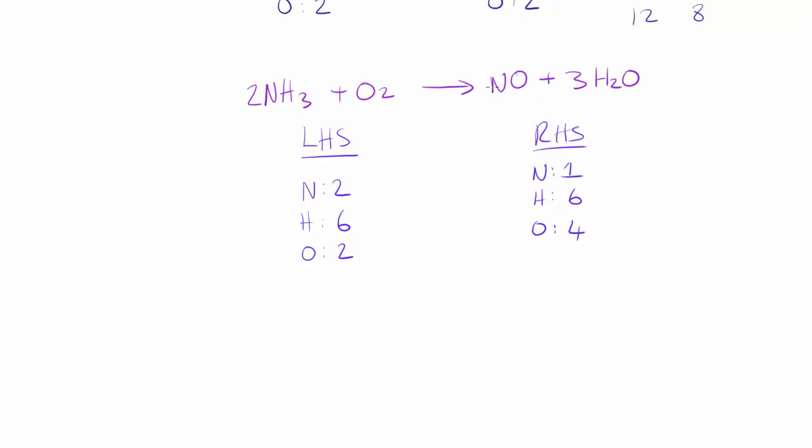So I'm going to focus first on the NO. What I'm going to do to try and balance the nitrogen is put a coefficient of 2 in front of the nitric oxide. So that's going to be 2 NH₃ plus O₂ goes to 2 NO plus 3 H₂O.